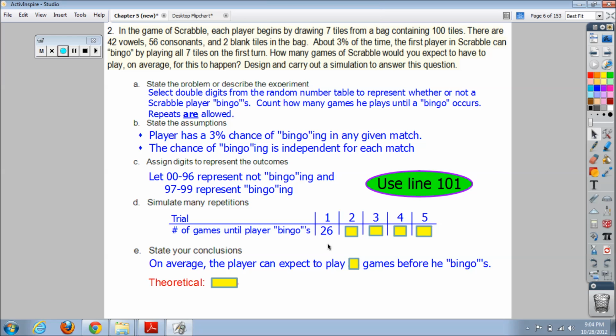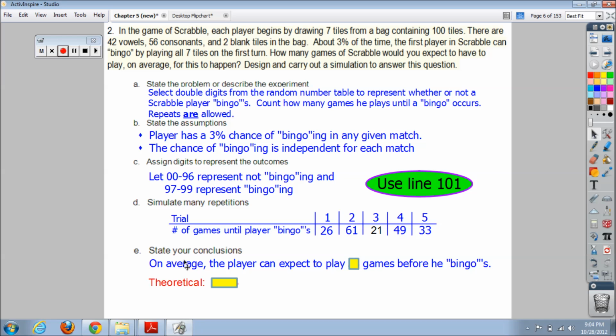Then from that point, I continued on, and I'm looking for another 97, 98, or 99. And it took me 61 games, simulated games, before I saw another bingo. And after that, it took me 21 times before I found the next one. And then it took me 49 times to find the next bingo. And then it took me 33 times to find the next bingo.